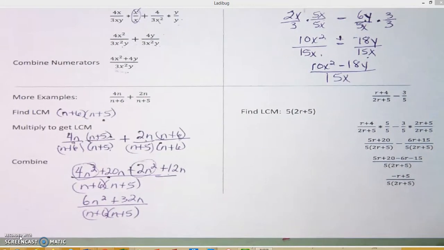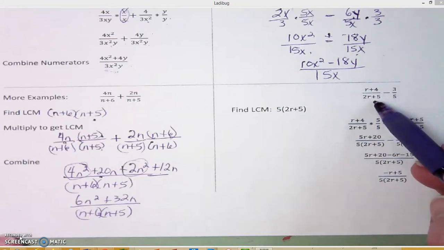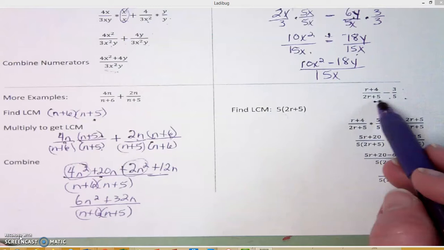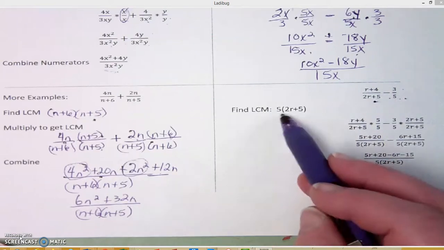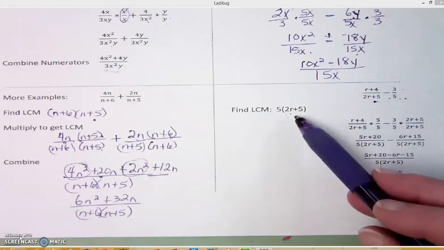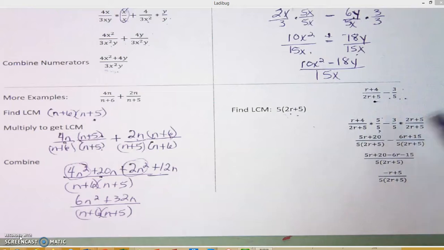This other one over here is worked out. 5r plus 4 over 2r plus 5 minus 3 over 5. So my least common multiple, I'm going to have to just multiply them together. 5 times 2r plus 5. So to get to my least common multiple for my first fraction, I have to multiply it by 5. What I do to the denominator, I do to the numerator. And then my second fraction, negative 3/5, I need the 2r plus 5. So multiply the numerator and the denominator by 2r plus 5.